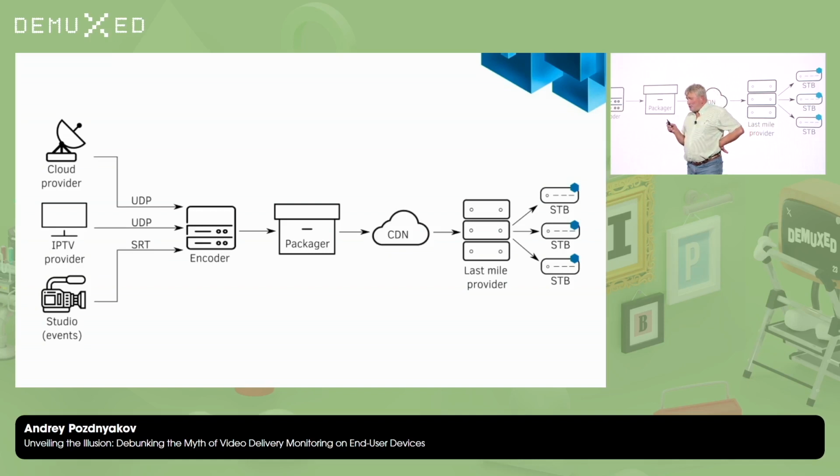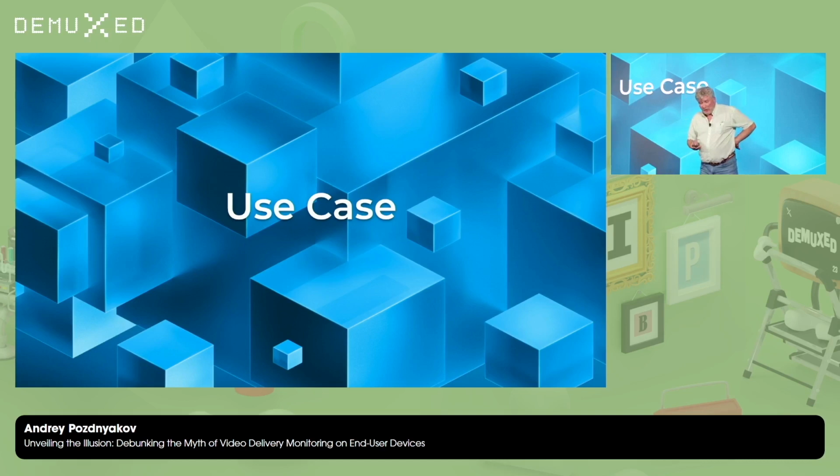So if we monitor video delivery on end-user set-top boxes, we have no way to prove to the CDN, to the packager, to the encoder that the problem is somewhere on their side. We just see that something is wrong, that's it.